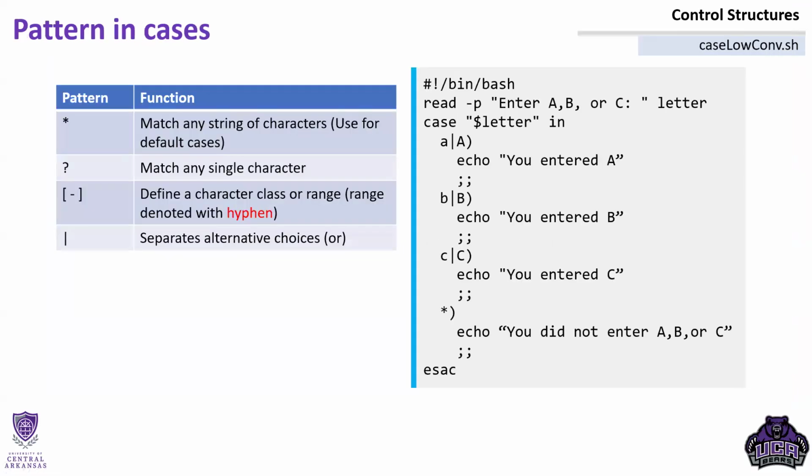All right, so here's a breakdown of those. We have our catch-all right here. The question mark will just match a single character, and then we can give it a range with a hyphen there. So you could say 1 through 8 if you wanted to, and it would catch that. And then of course we have our pipe right here, which separates, creating our ors.